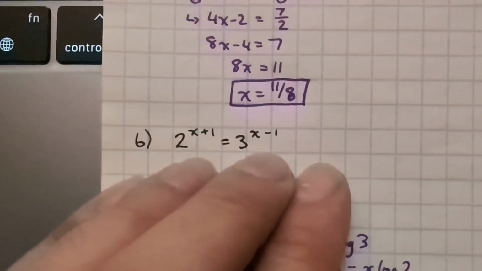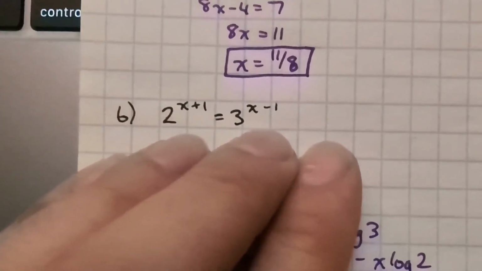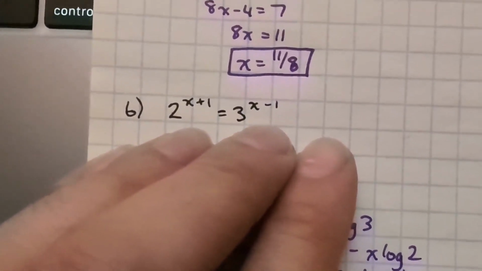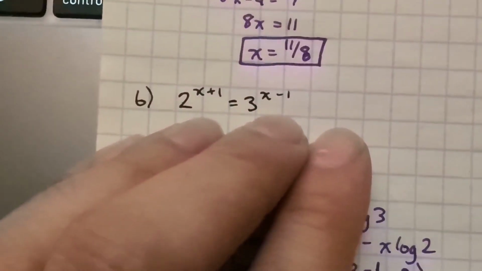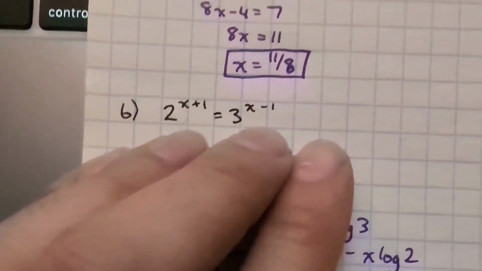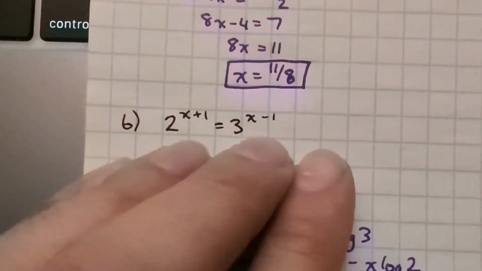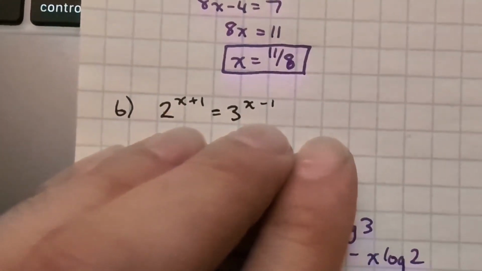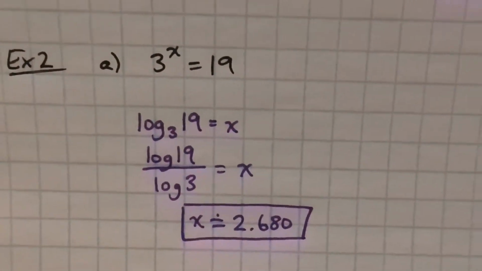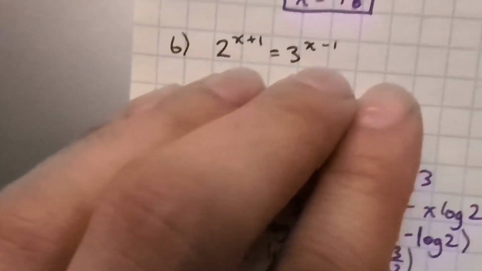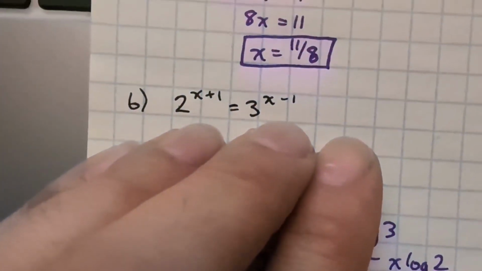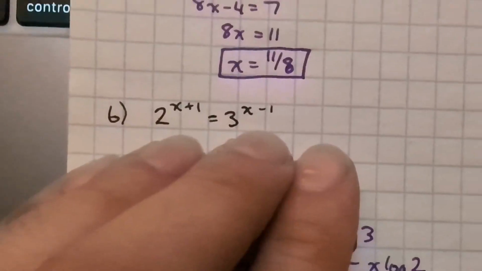This one's tricky because 2 to the power of x plus 1 and 3 to the power of x minus 1. 2 and 3, there's no common factors, or there's no real easy way to write one as the base of another. They're both exponentials, so I can't do what I did up here and just rewrite it as a log and easily calculate things, because I have powers of x on both sides. And so there are a few approaches you can take.